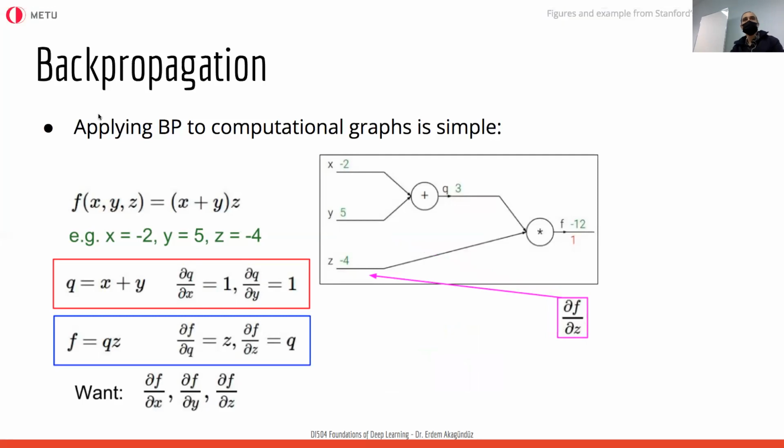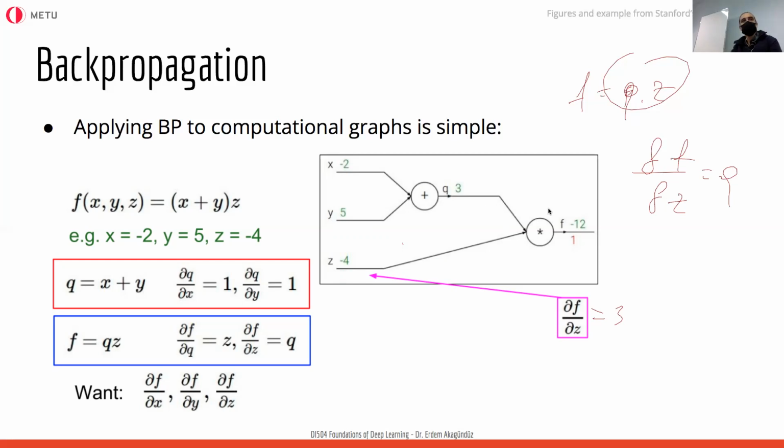Now, what was f? The function makes a simple definition here. Instead of x plus y, it uses q, so the function becomes q times z. So what is the partial derivative of f with respect to z? If this is the function, it is q, right? Any questions about it? So if at this point q is 3, the partial derivative of f with respect to z is 3. Any questions about it?